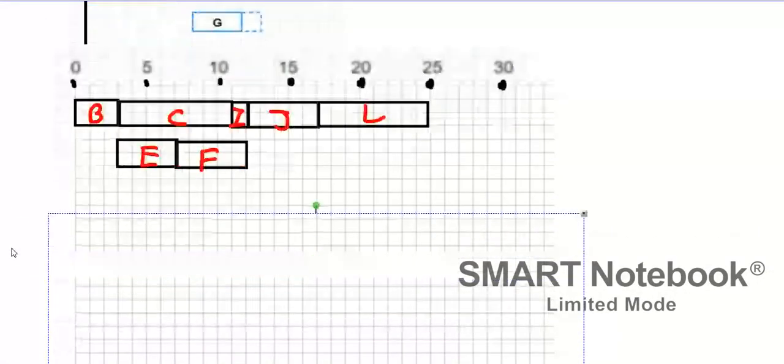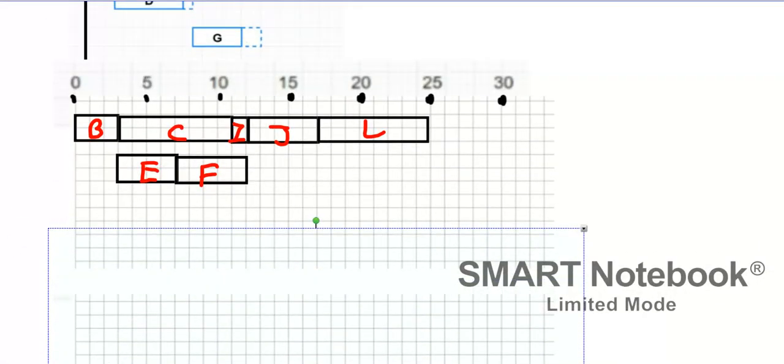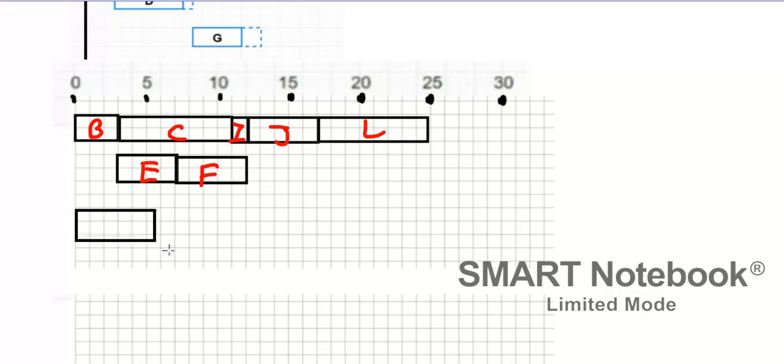Okay, what's next then? What letters have I not done yet? Haven't done A. Where does A start? 0 to 9. Any wiggle room? When could it be finished? So I have to put the dotted line in, don't I? So that's A. It could be finished at 9, but I can finish at 11.